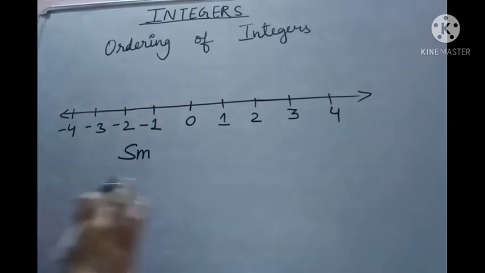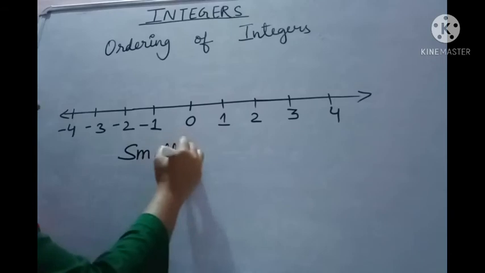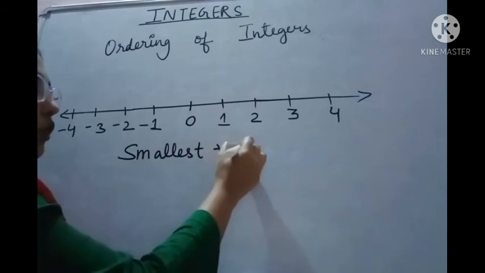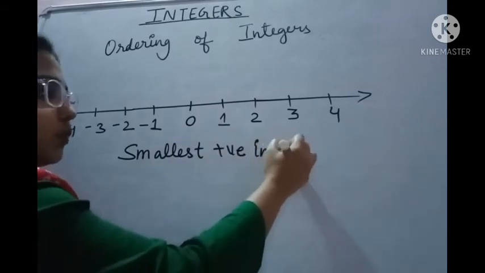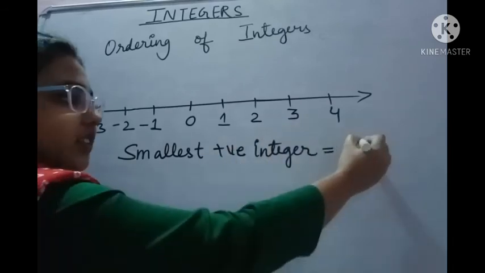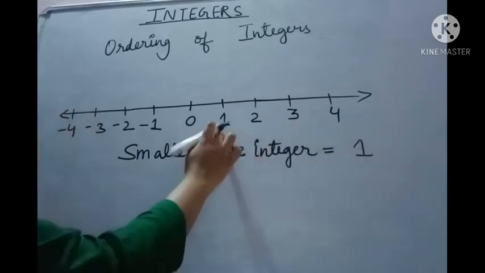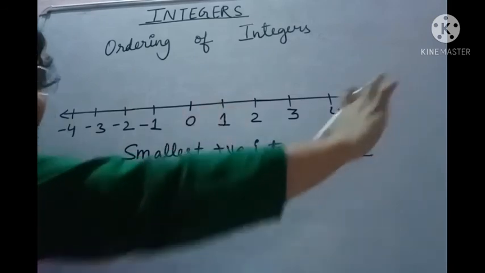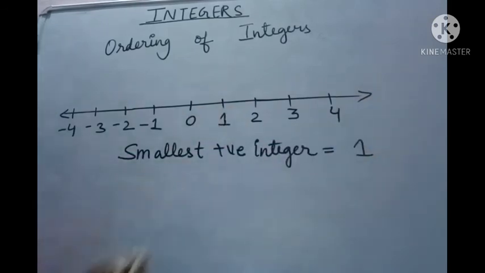Is it clear? With this, we must know which is the smallest positive integer for us. The smallest positive integer is 1. 1 is the smallest positive integer. All the other positive integers are greater than this 1.